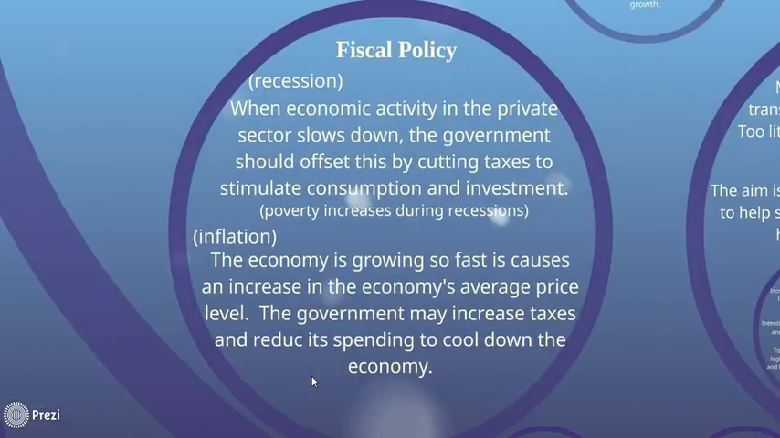So for fiscal policy, during a recession, when economic activity in the private sector slows down, the government tries to offset this by cutting taxes to stimulate consumption and investment. So poverty usually increases during recessions. The government tries to slow this down by cutting taxes, trying to stimulate the economy. Or during inflation, when the economy is growing so fast it causes an increase in the economy's average price level, the government tries to increase taxes to slow things down, to cool down spending.